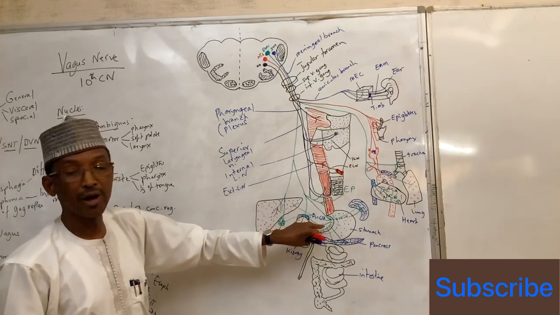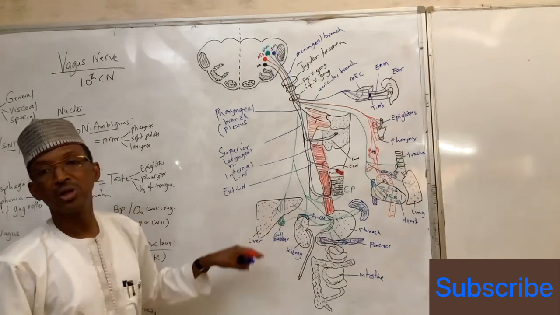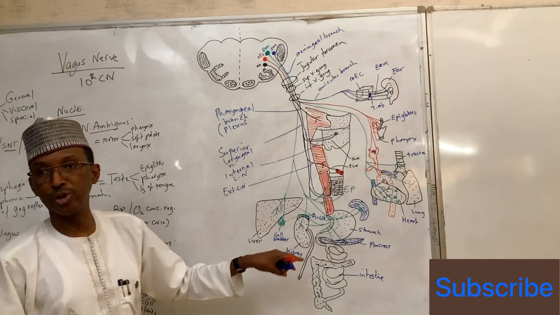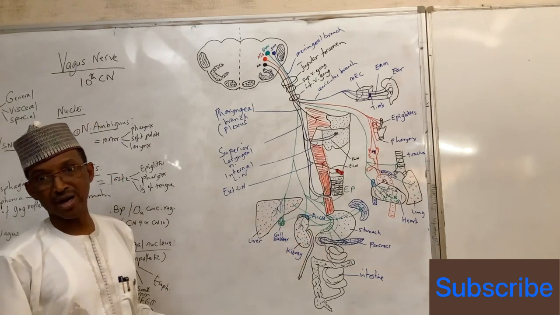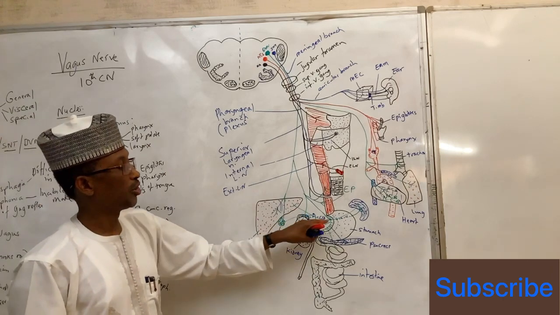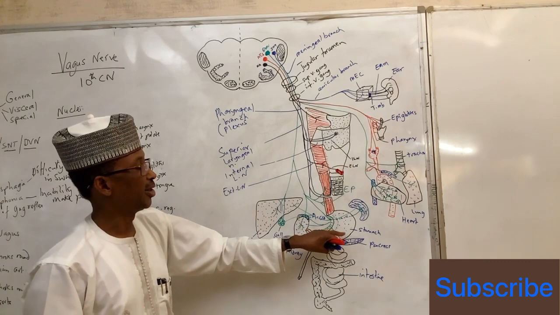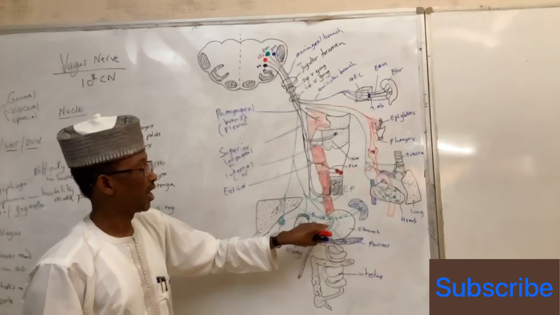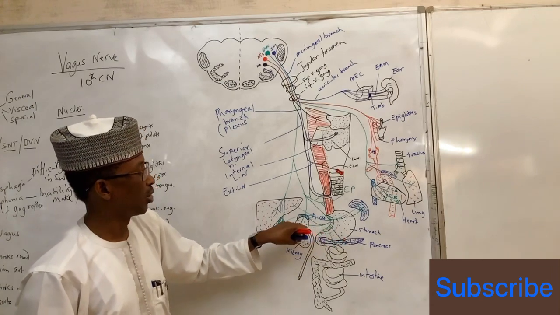So it's like the major branches supplying the kidney, adrenal gland, gallbladder, and the liver come from the anterior division of this vagus nerve that comes towards the junction between the esophagus and the stomach. And so the posterior division also supplies part of the stomach and also part of the organs around.